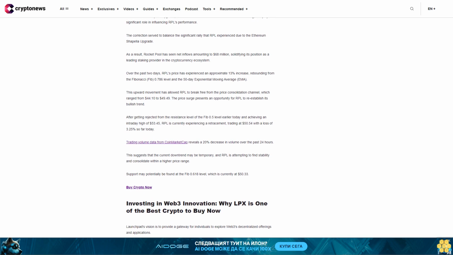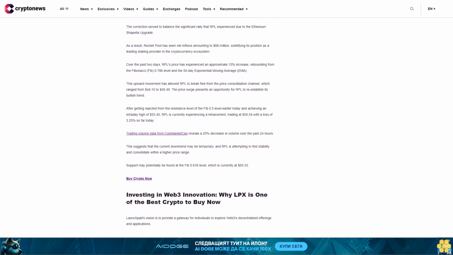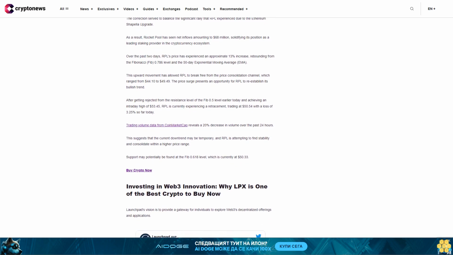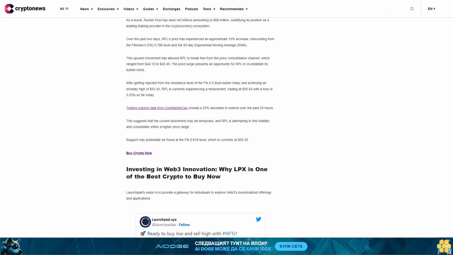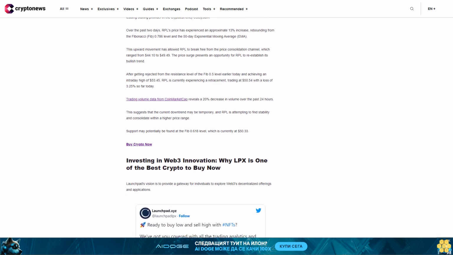Launchpad is looking to address this challenge by offering a suite of products and services designed to reduce friction and enhance user experience. The platform's goal is to simplify the adoption of Web3 products for both individuals and businesses.